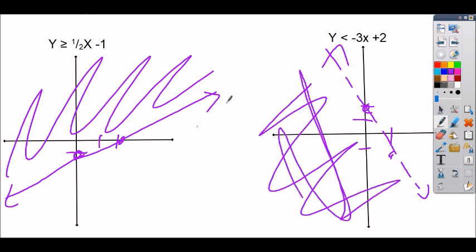Okay, so just again, the big reminders are less than is dashed, greater than or equal to means solid, greater than means above, less than means below.